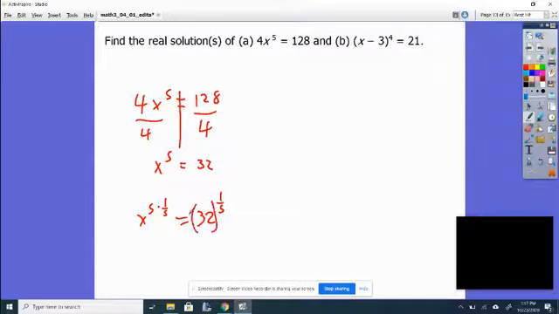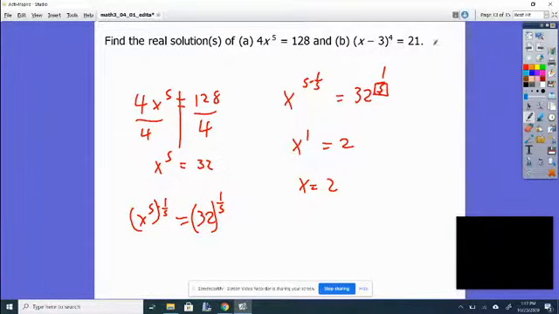Okay, and really what's happening here is I'm raising both sides to the 1/5 power. Once I do that, I get x to the 5 times 1/5 equals 32 to the 1/5. Well, 5 times 1/5 is just 1, which is what we want. And then this is going to be 2. Okay, I have an odd power, so I only have one answer. So x is equal to 2.